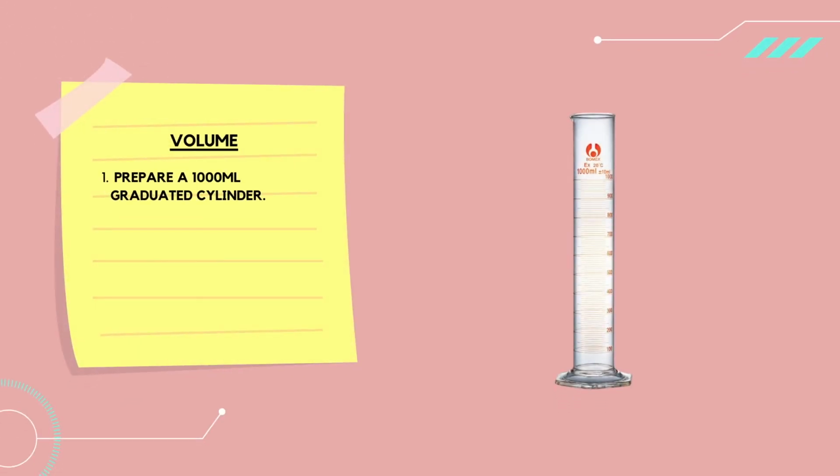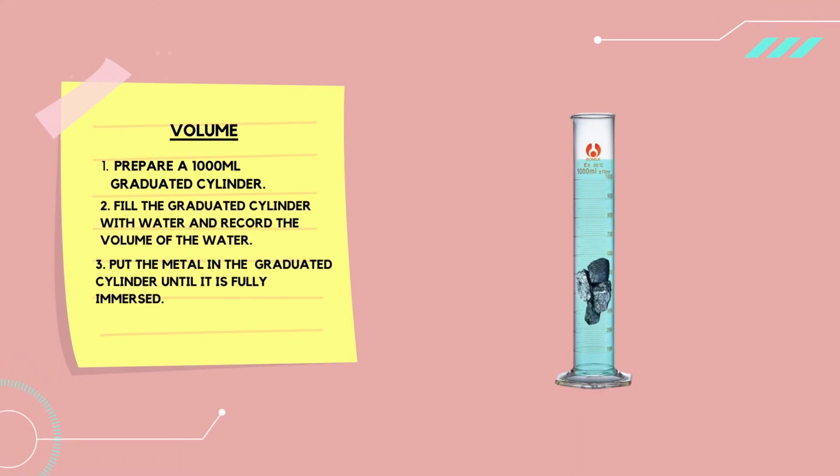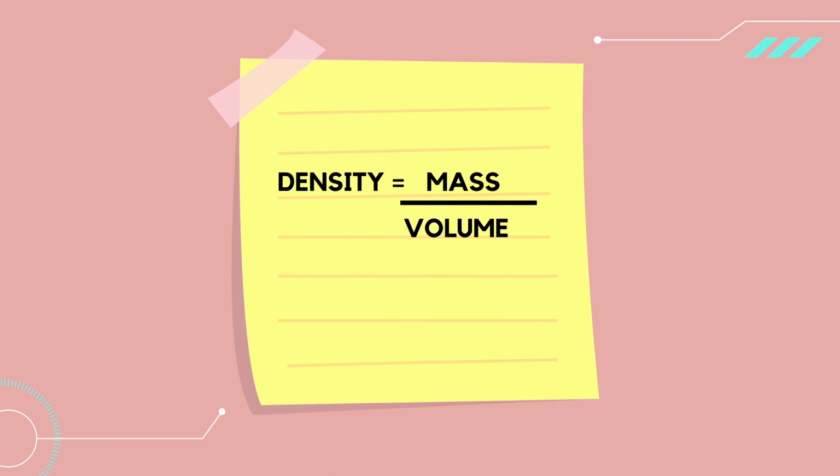The volume of the material can be obtained by using the water displacement method. First, prepare a 1000 ml graduated cylinder. Second, fill the graduated cylinder with water and record the volume of the water. Third, put the metal in the graduated cylinder until it is fully immersed. Fourth, record the final volume of the water. And lastly, use the formula volume of metal equals water final volume minus water initial volume to find the volume of the metal. Then find the density of the materials: the mass obtained is divided by the volume obtained.